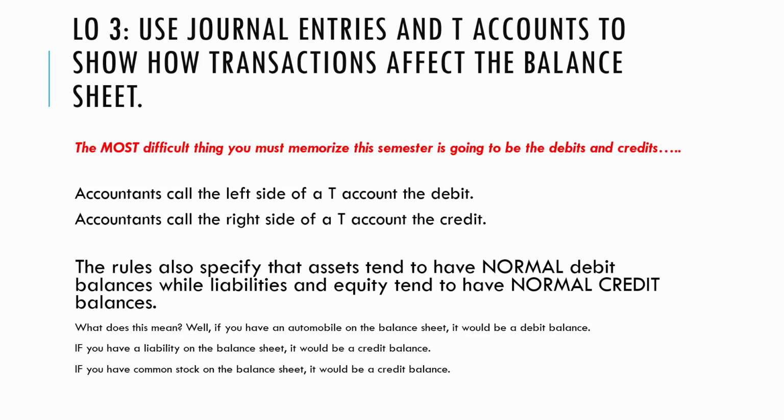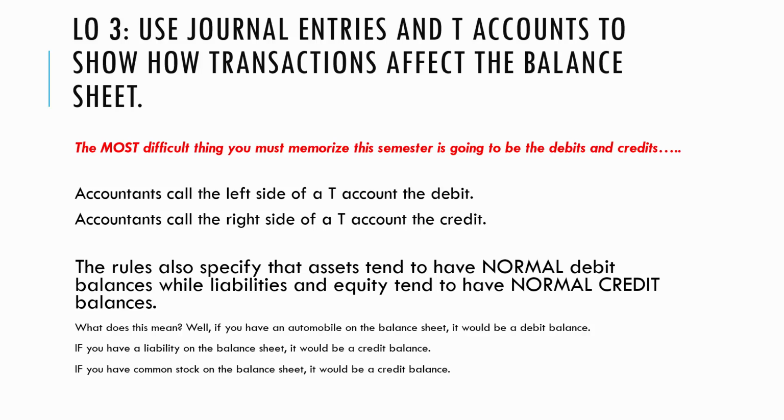The rules specify that assets have normal or expected debit balances, while liabilities and equities have credit balances. So if you go back to the accounting equation, you could draw a T account over the accounting equation, and you can see that the left side is the debit, which is the asset, and the right side, which is the credit, would be the liabilities and the equity. That's the credit side.